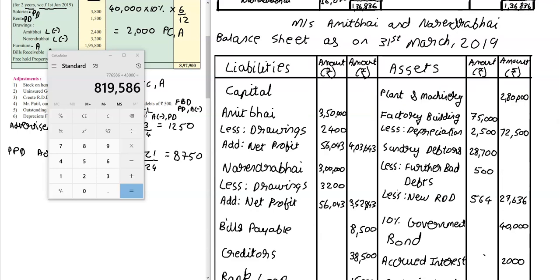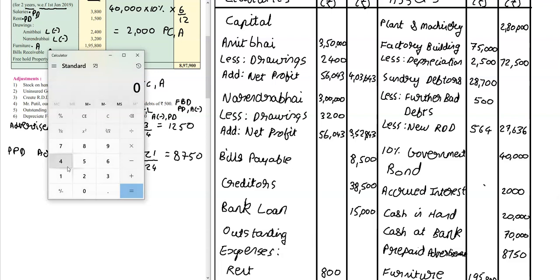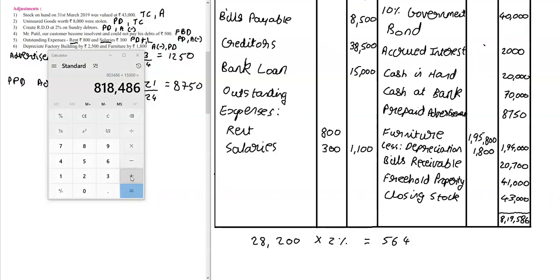8,19,586. Now let's check this side. We have 4,03,643 plus 3,52,843 plus 8,500 plus 38,500 plus 15,000 plus 1,100, which gives us a matching answer of 8,19,586. With that, we are done with the sum.